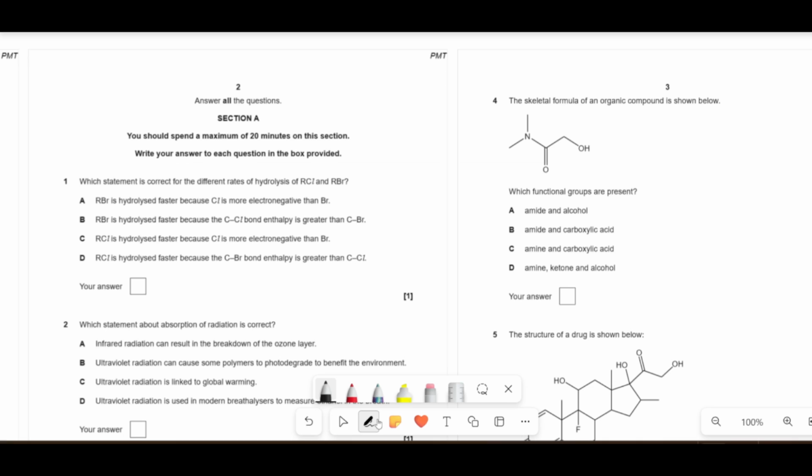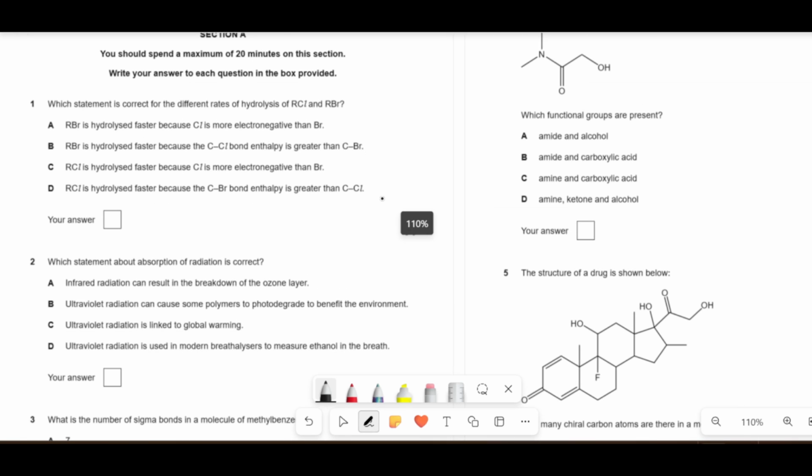So if you look at this first one then, it says, which statement is correct about the different rates of hydrolysis for RCl and RBr? So what that means is we're breaking RCl and RBr. Now, the only difference between these two is that they're both halogens. The only thing that's different is that one is lower down in the group. The only difference between these two is literally just that it's Cl versus Br. So let's have a look.